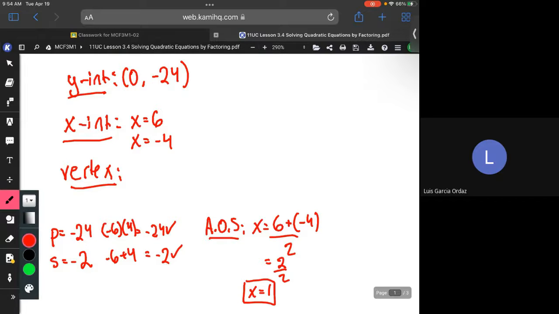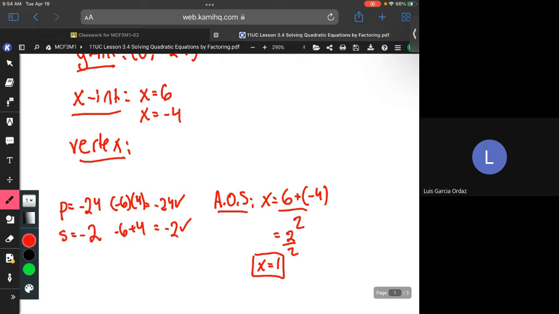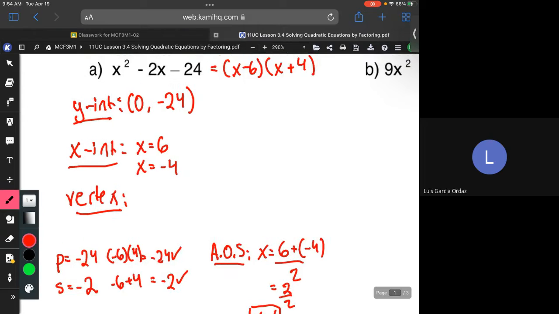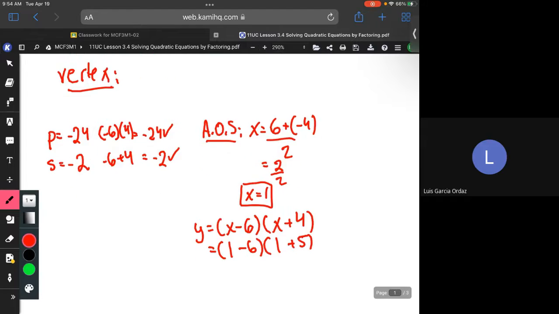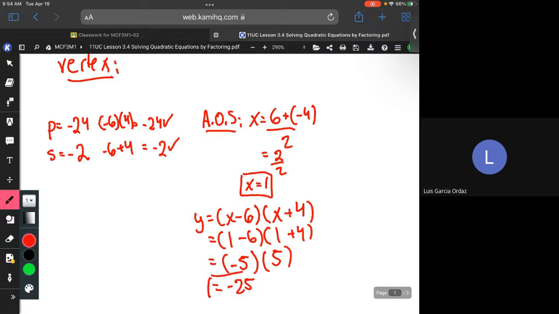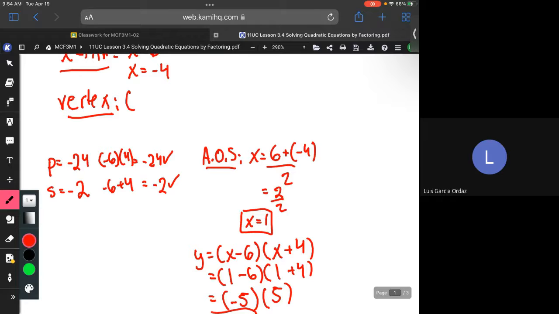So now what's my next step to help me find the y value of the vertex, Emma? Can you plug it into the equation? Yep. So like I said, I prefer to do it in factored form because it's easier. So I got x minus 6 times x plus 4. Sub in 1 for x. So I got 1 minus 6 times 1 plus 4, which means I got negative 5 times 5, and what's the y value of my vertex? Negative 25. So my vertex happens at 1 and negative 25.